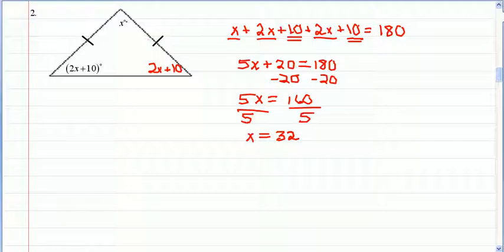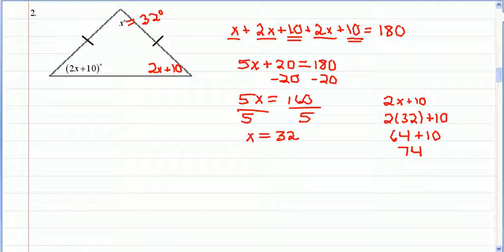So this vertex angle is equal to 32 degrees, and then to find each of the base angles, they're both equal to 2x plus 10, so we take 2x plus 10 and substitute 32 in for x, so that we get 64 plus 10, which is 74. So both base angles are equal to 74 degrees.